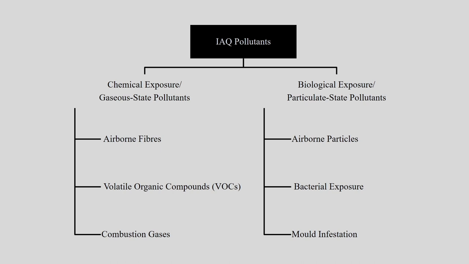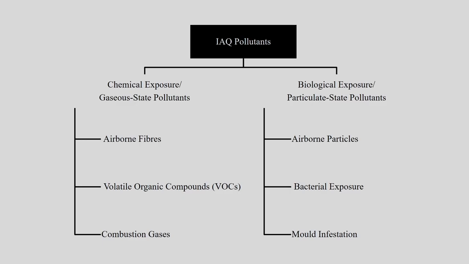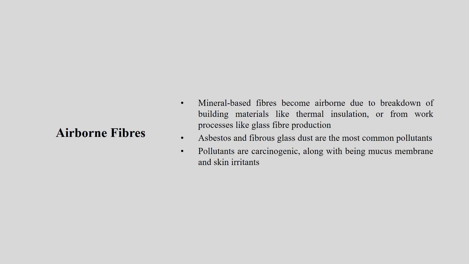We have two separate divisions. One is chemical exposure or gaseous state pollutant, another is biological exposure or particulate state pollutant. Among chemical exposures, we have airborne fibers, volatile organic compounds, and combustion gases. We may not discuss all three, maybe we will be discussing any one of them. Whereas when we talk about biological, here also we have airborne particles, bacterial exposure and mold infection, okay. Here also we will be discussing one of them. So first let's discuss airborne fibers.